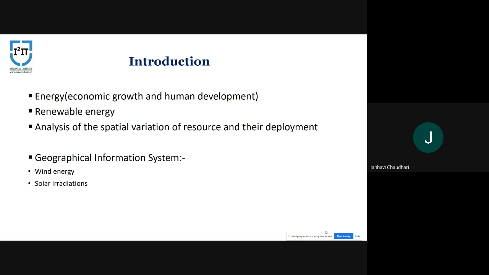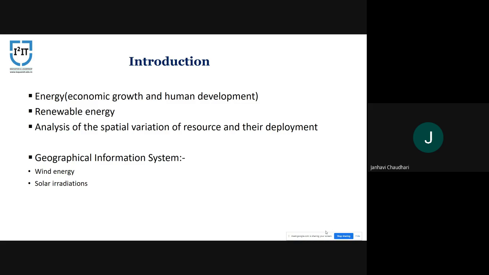Renewable energy is useful energy that is collected from renewable sources which are available in nature, such as sunlight, wind, rain, tide, and waves. One of the first steps of exploiting an energy source is its estimation and mapping to identify the most sustainable area in terms of energy potential. To understand the current trend of renewable energy, it is important to analyze the spatial variation of resources and their deployment.